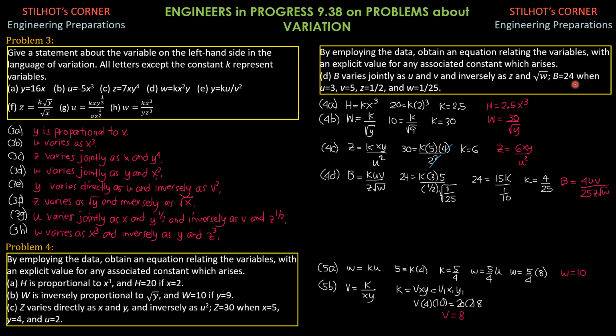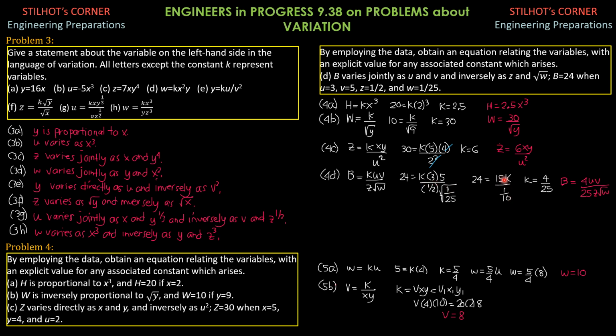B is 24 when u is 3, v is 5, z is 1 half, and w is 1 over 25. Substituting, 24 equals k times u, which is 3, times v, which is 5, over z, which is 1 half, times the square root of 1 over 25. 1 half times the square root of 1 over 25 is 1 over 10. So we have 24 equals 15k over 1 over 10.